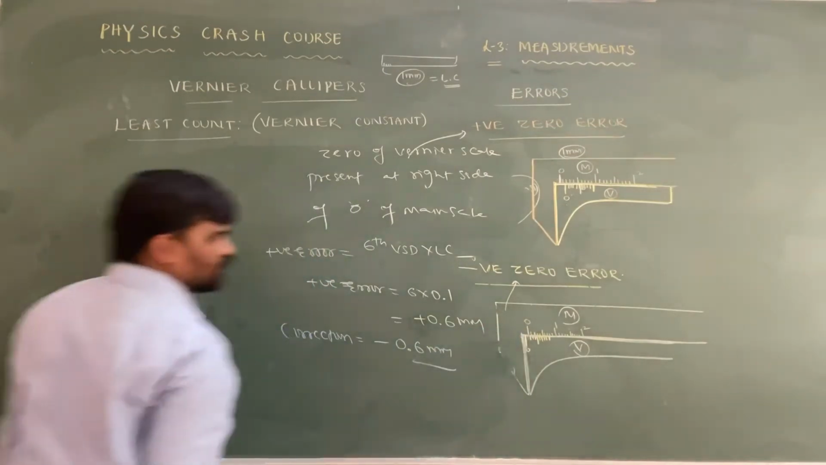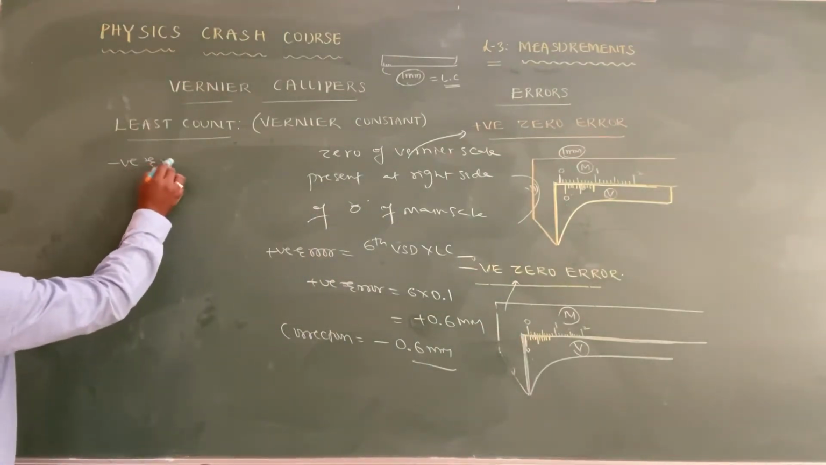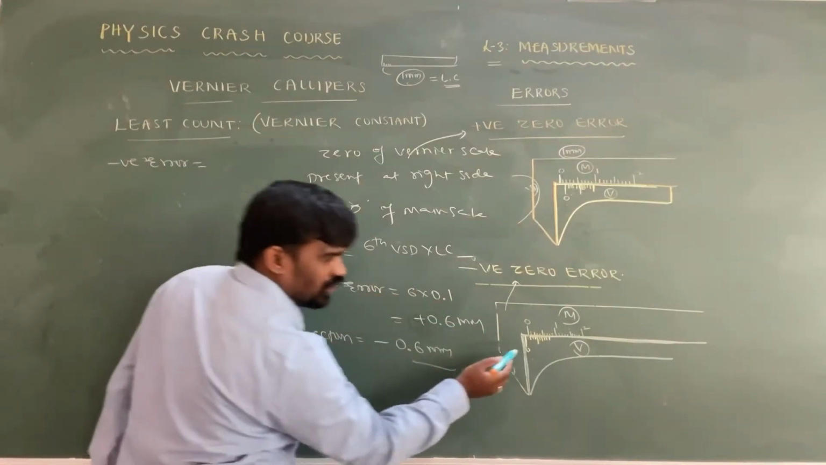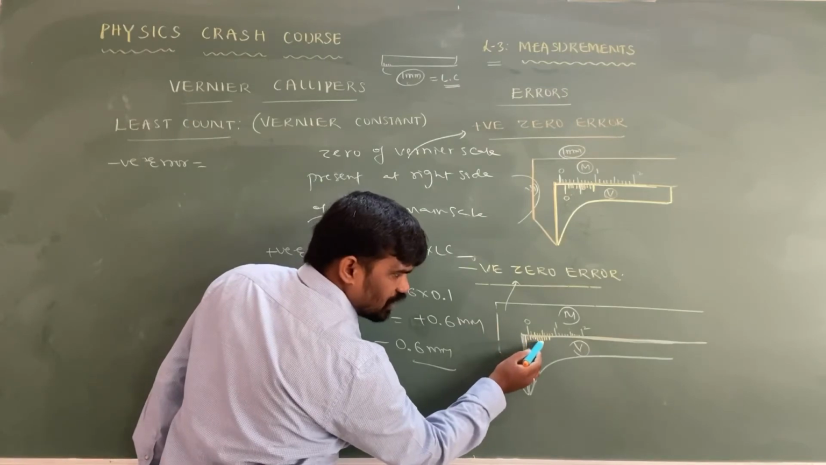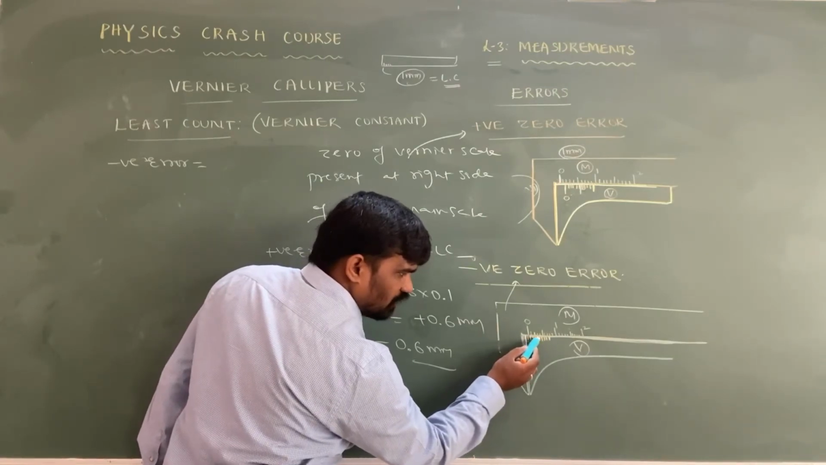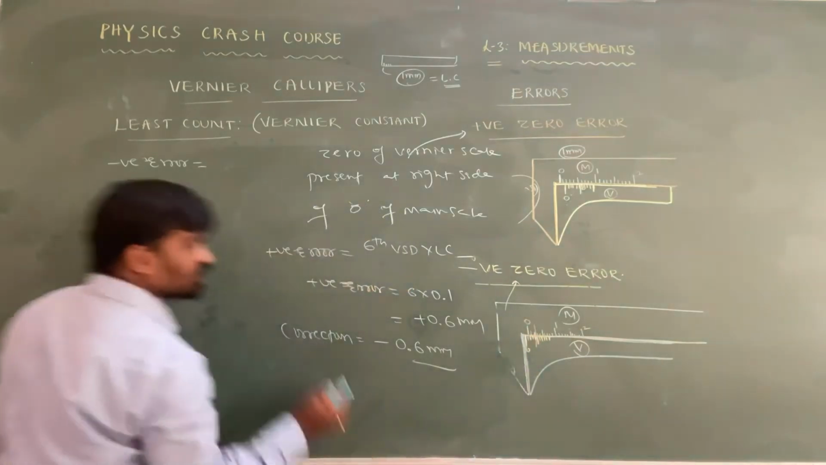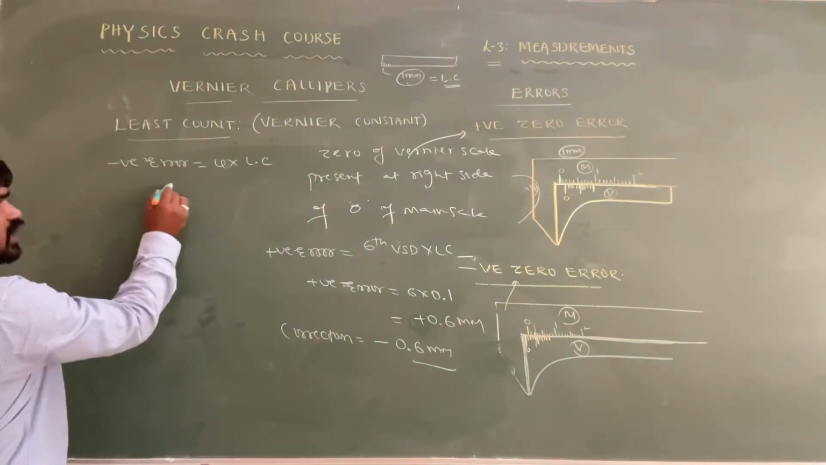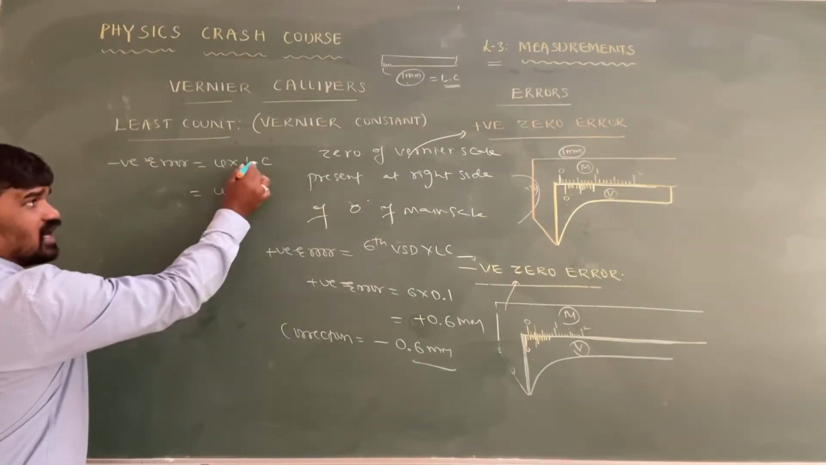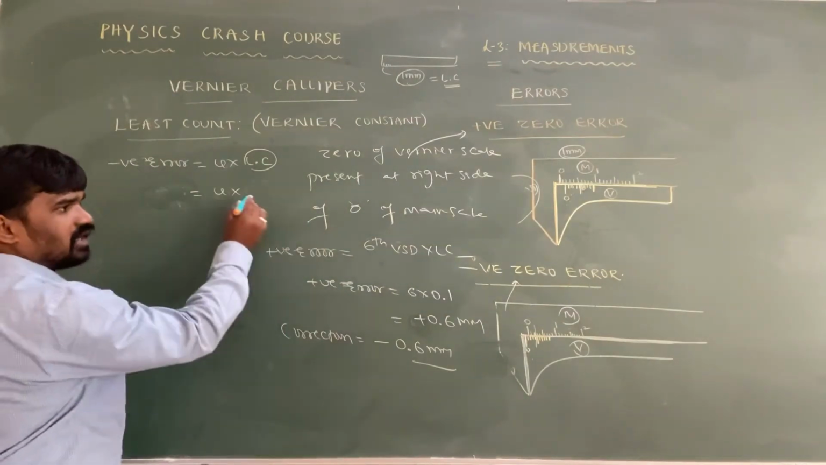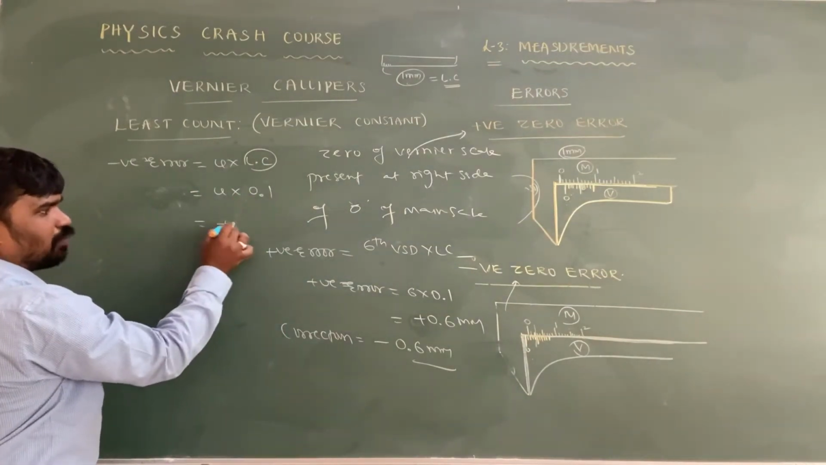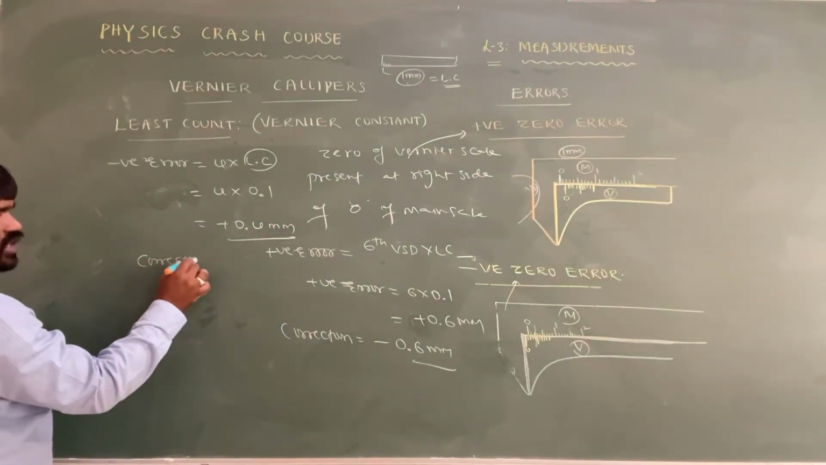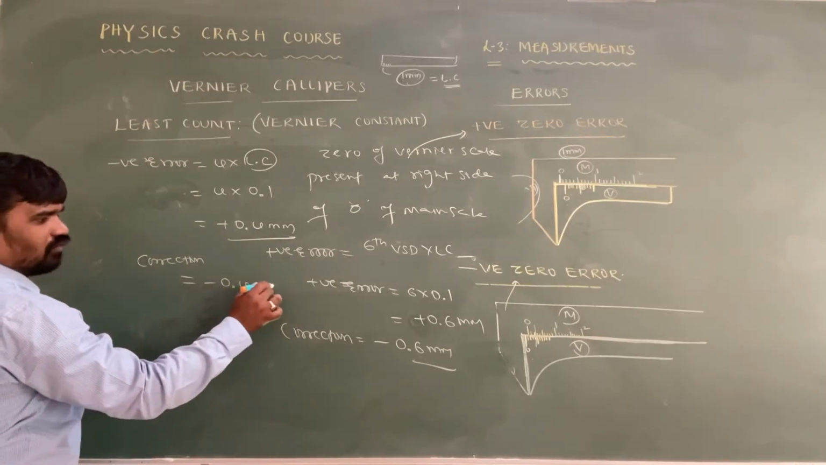In the negative error, how to calculate it? Negative error is equal to the vernier scale division that coincides. Here which vernier scale division is going to coincide? 1 is not coinciding, 2 not, the fourth one is coinciding. 4 into least count we have to take. So negative error is equal to 4 into least count, which for the vernier calipers we can take as 0.1, so 0.4 millimeter. So the correction in this case is minus 0.4 millimeter.